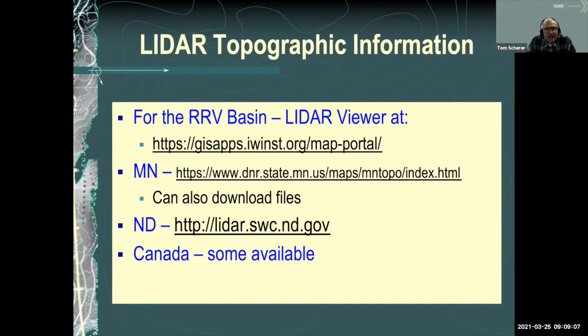So in the Red River Basin, they have a LIDAR viewer where you could go to look at fields. Minnesota has their site. You can also download their files. In North Dakota, a lot of theirs is on the State Water Commission website, and the LIDAR. And again, I know that Canada has some available. I'm just not familiar enough to know where you would find that. But almost as soon as this became available, a lot of our tile installers started downloading this and fitting it right into their software packages so that they could superimpose this on top of their, as part of their design guides.